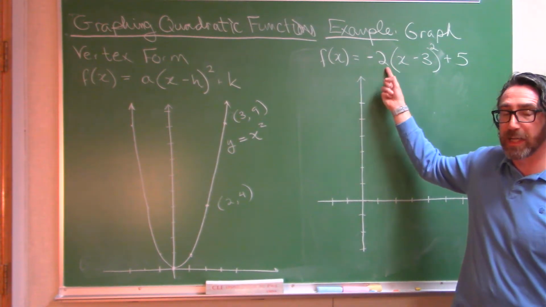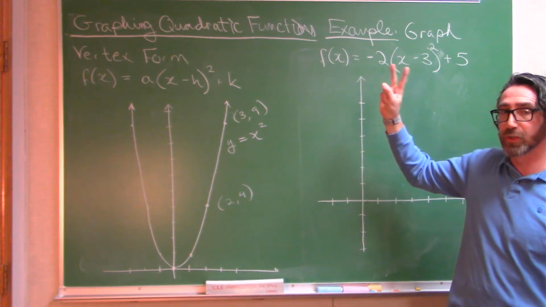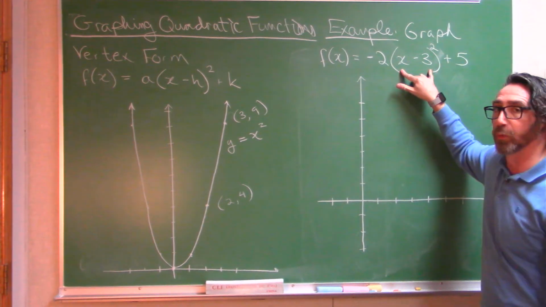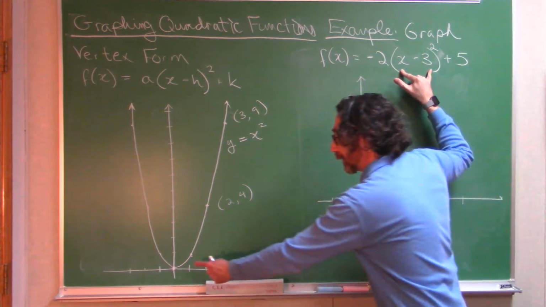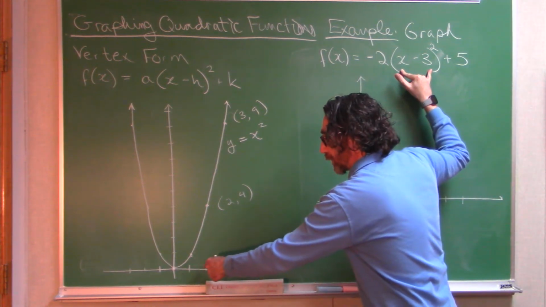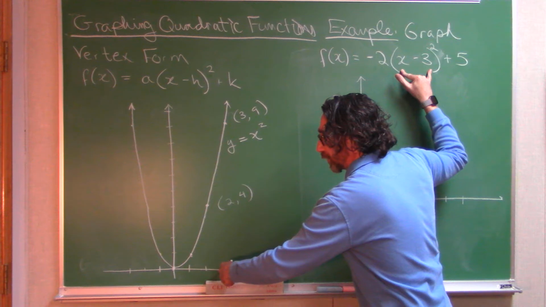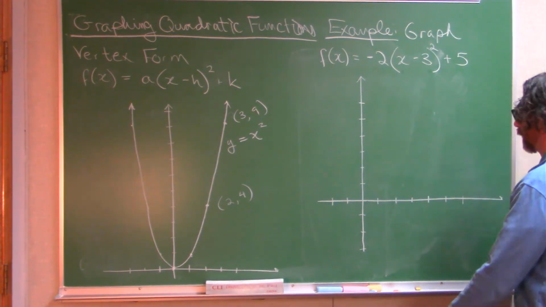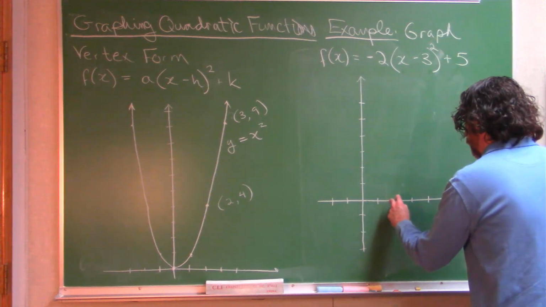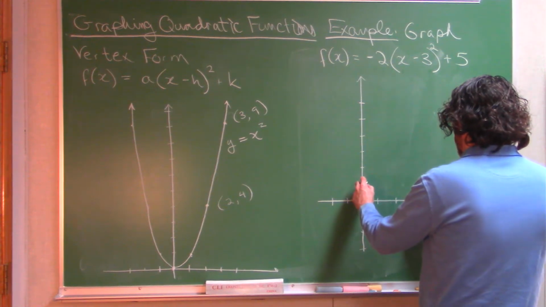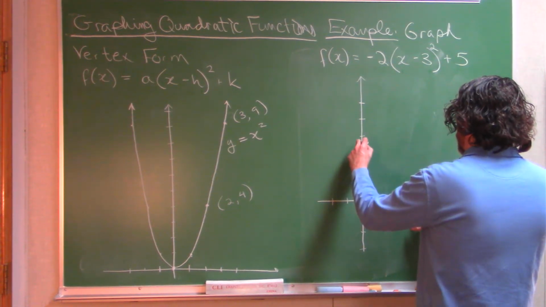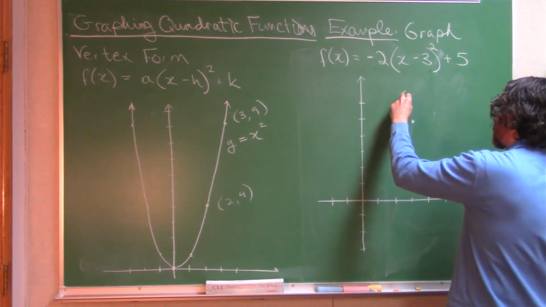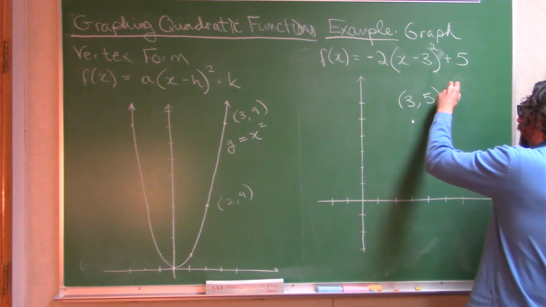This is going to stretch by a factor of 2. I'll show you how to incorporate that in a second. You're going to go 3 units right from the origin, where the vertex is on the basic graph. 3 units right, 5 units up. Okay, so 1, 2, 3 units right, 1, 2, 3, 4, 5 units up. So this is my vertex, (3, 5).